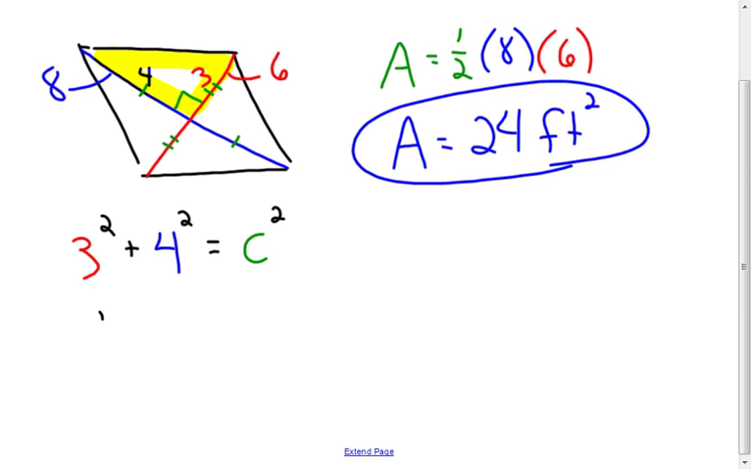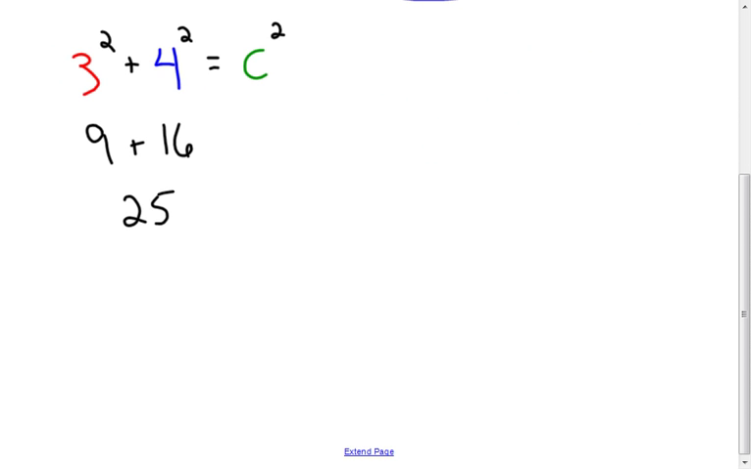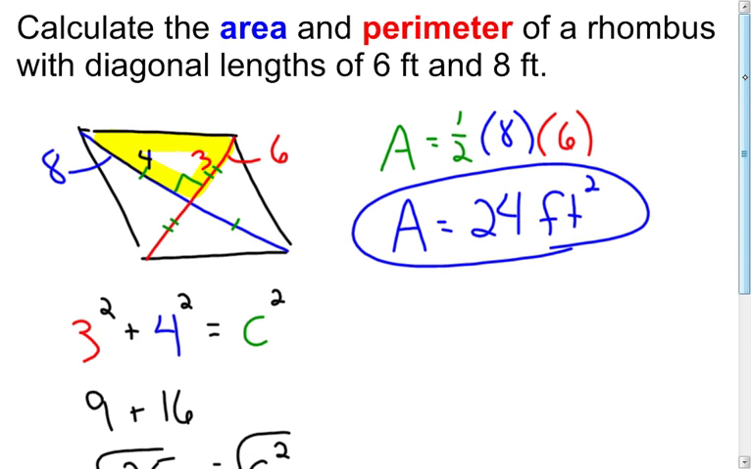So this is going to be 9 plus 16. Add those together, I get 25. So 25 is equal to c squared. I take the square root of both sides. I get c equal to, and remember I have to take the positive and the negative anytime I take the square root in the equation. But being this is a rhombus, or a figure, it's not going to make any sense that one of the sides is less than 0, so this is going to have to be 5.